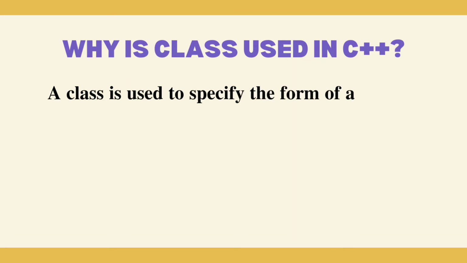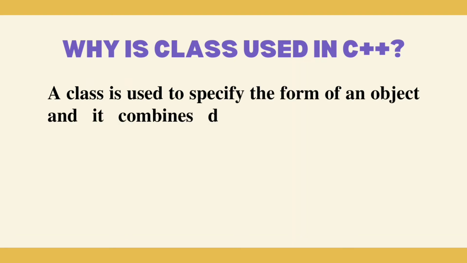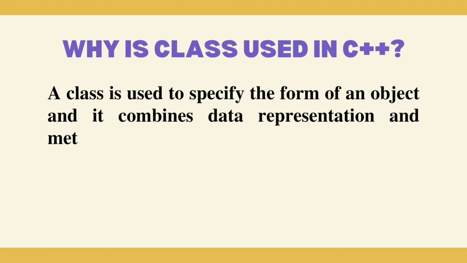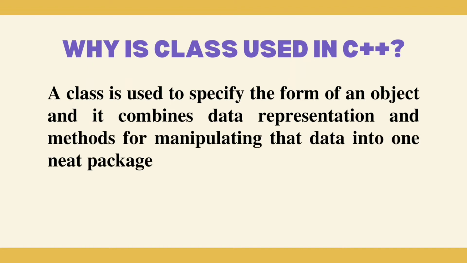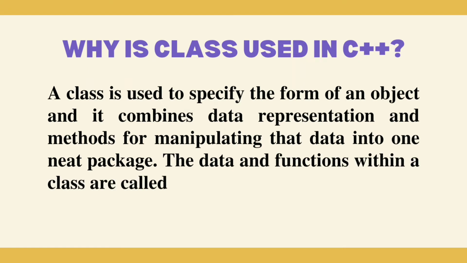Why is class used in C++? A class is used to specify the form of an object, and it combines data representation and methods for manipulating that data into one neat package. The data and functions within a class are called members of the class.